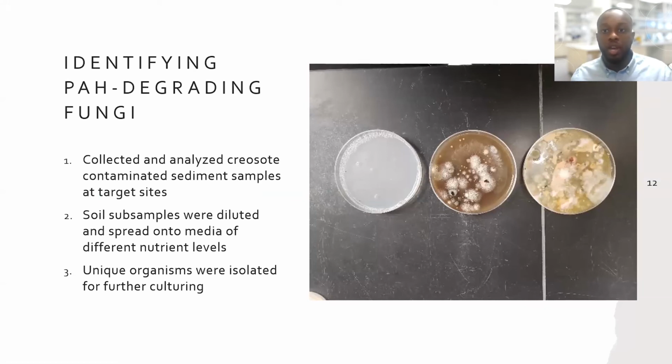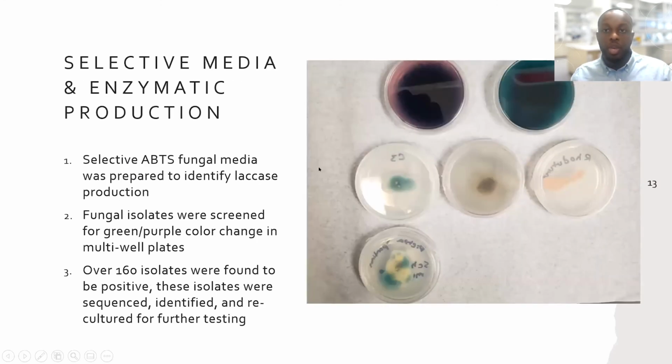So this is just an image of what we did in terms of isolating the fungal isolates. As you can see, there were different media used to select for different isolates right there. From there, we're able to test and see the enzymatic productions. For this specific experiment that you're looking at in the image on the right, we were testing for laccases. If an isolate was able to produce laccases, you would see a blue or green color change. So obviously the isolates that you see in this image were positive for laccase production.